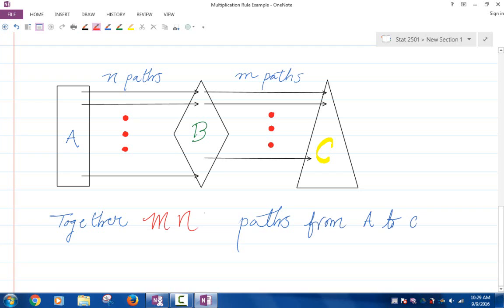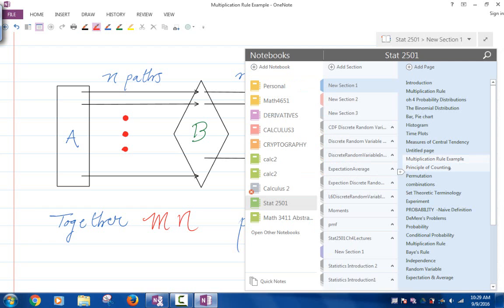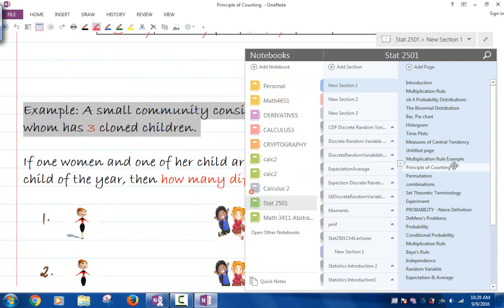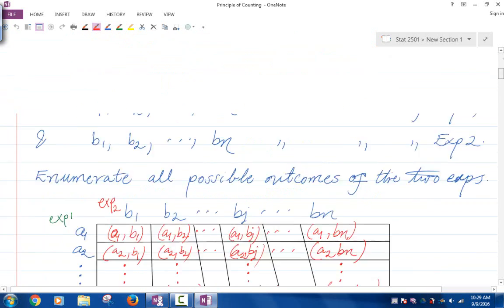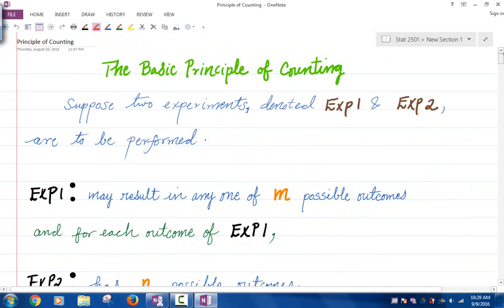That's pretty much the multiplication rule, but I'm going to state that a little bit differently in a bit. Any questions on that? So this is just to help you visualize the multiplication rule. So let's look at the multiplication rule, also known as the basic principle of counting.